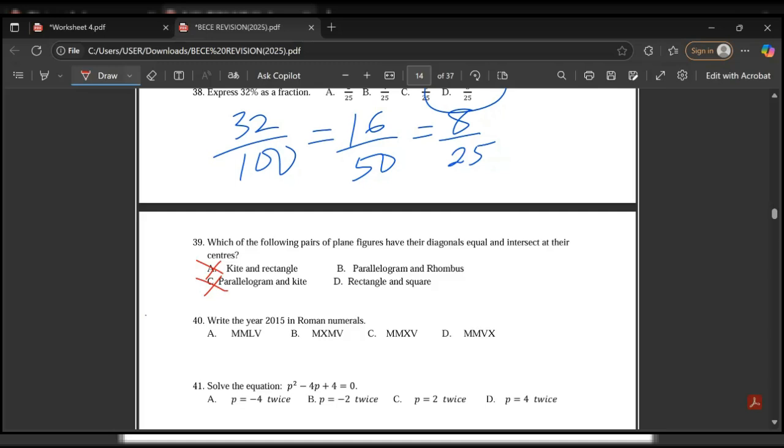So go and look at properties of quadrilaterals. You understand it? But for rhombus, the diagonals are not the same. Let me draw a rhombus for you so that you see. This is a rhombus. This one is longer than this one. This one is longer than this one. So in this case, this one is also knocked out. So rectangle, the diagonals are the same. They bisect each other. The same thing with square. So the answer is D.